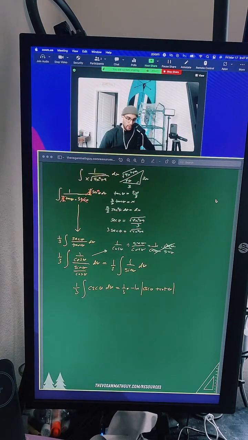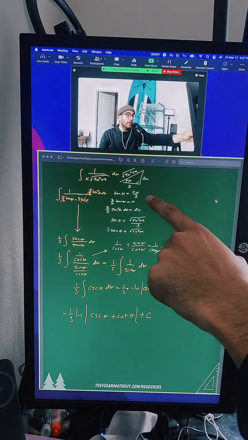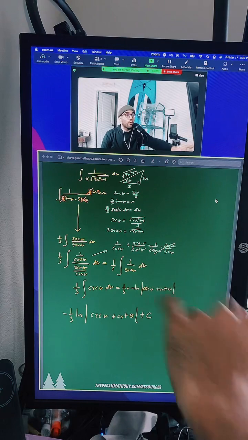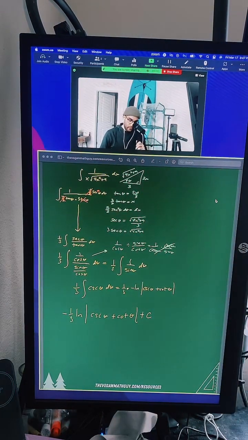Okay, let's move this. So now what we have is negative 1/3 natural log of cosecant theta plus cotangent theta plus C. But again, this is in terms of theta, so we have to go back and find what cosecant and cotangent are. Looking at the triangle, cosecant is hypotenuse over opposite. So we're going to have negative 1/3 natural log of the hypotenuse, which is root 4x squared plus 9, over the opposite, which is 2x, plus cotangent.